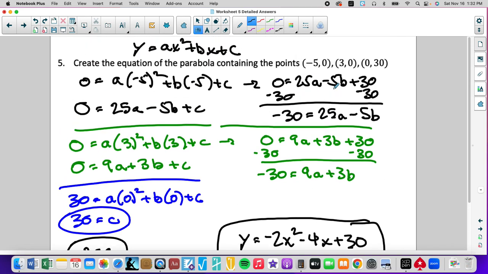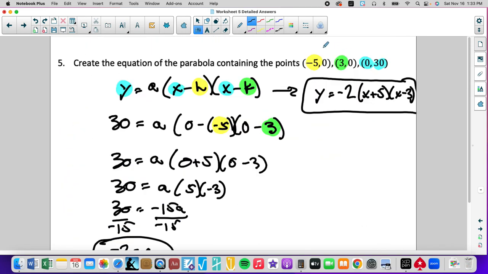Now this only works when you're given x-intercepts, so be careful of that. This works because you are given the x-intercepts, and that will be beneficial. So let's do this. X-intercepts. All right, so that's good.